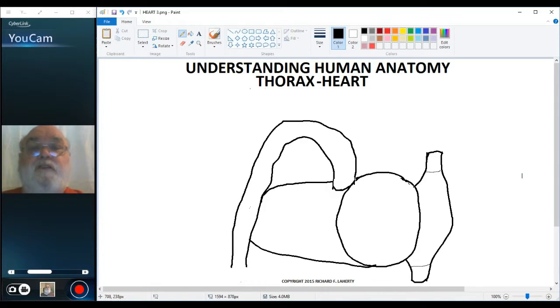Projecting from the arch of the aorta are three vessels. The first one here that I'm drawing in is the brachiocephalic artery, and then we have the left common carotid artery, and finally the left subclavian artery. And we'll do some cleaning up here as well.